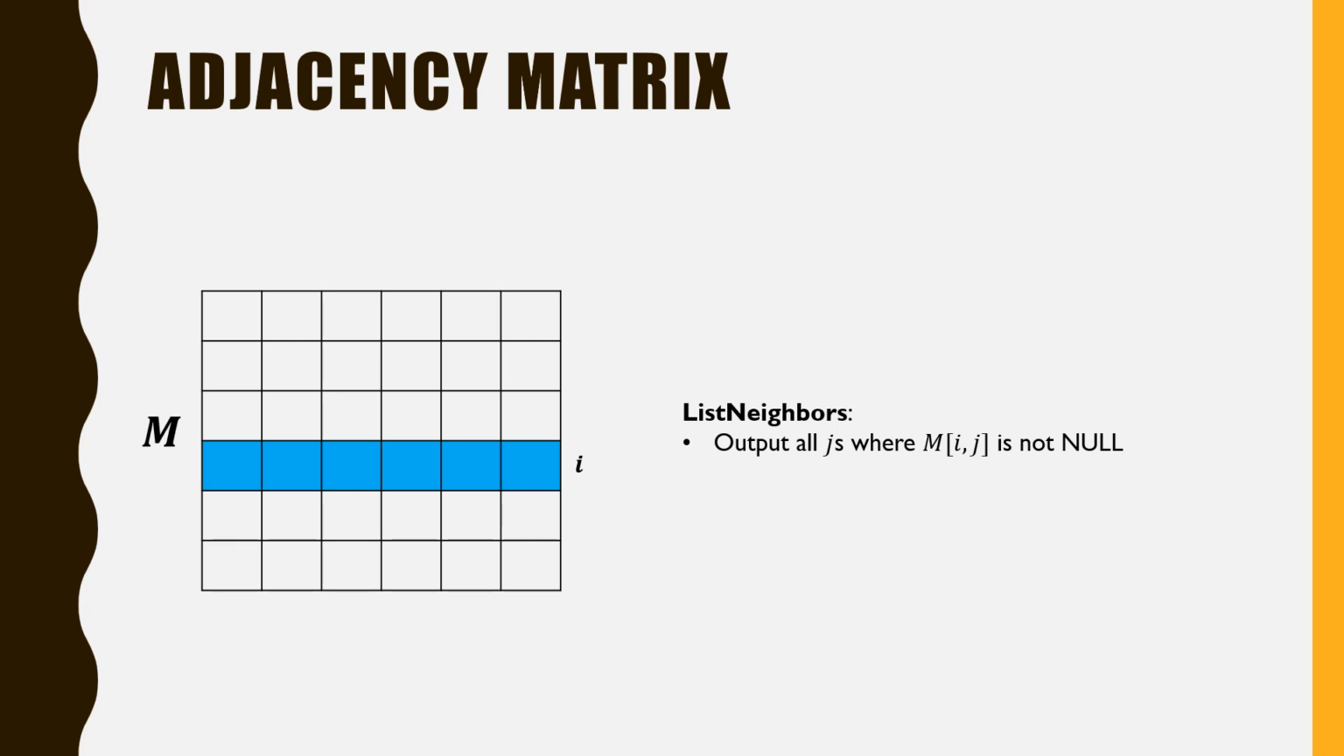Then, we have the listNeighbors operation, which enumerates all direct neighbors of node i. This can be achieved by scanning the ith row of the adjacency matrix M and identifying all non-null entries. Scanning the ith row of the matrix M requires O(V) time.